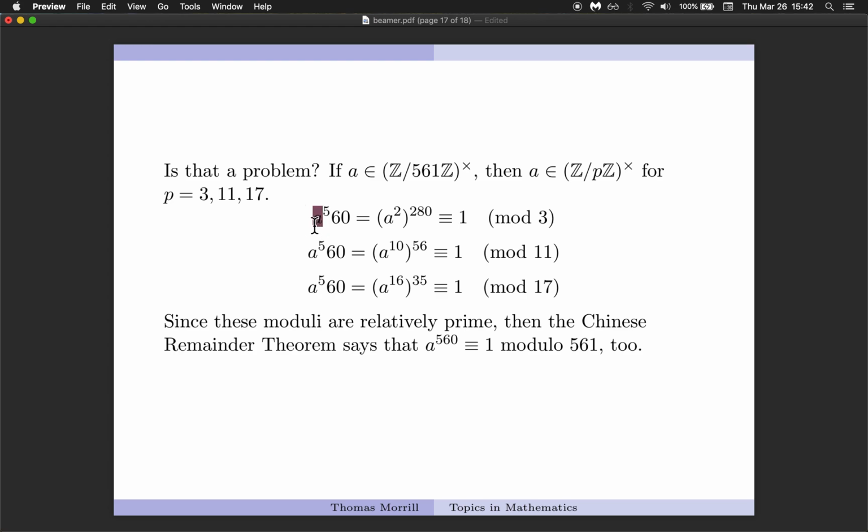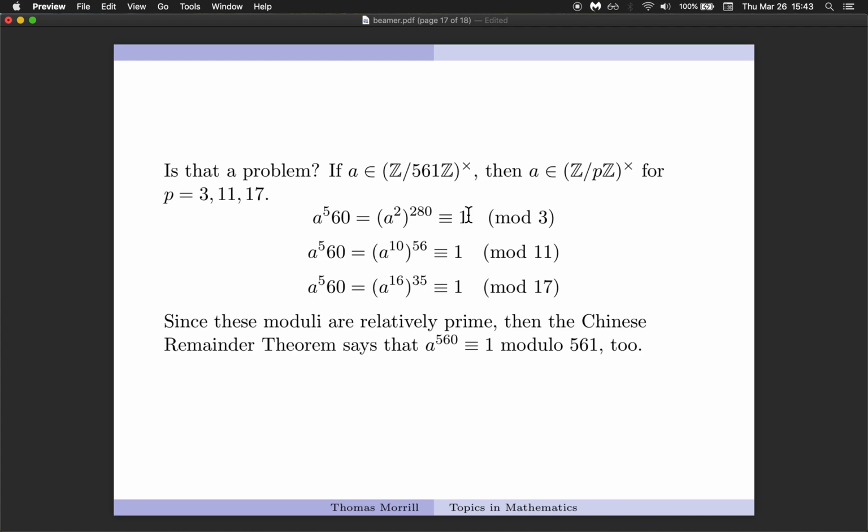So what this equation should be telling us is A raised to the power 560 mod 3. Well, that's the same thing as A squared and then raising A squared to the power 280. But A squared is 1 mod 3, so the stuff in parentheses is 1. 1 to the power 280 is still 1, so I get 1 mod 3. So this is almost the Fermat equation, except I'm supposed to have a 561 here. I did it mod 3.